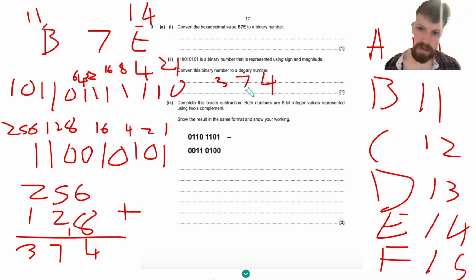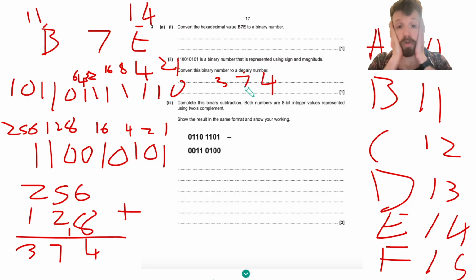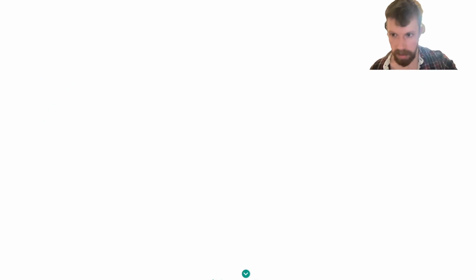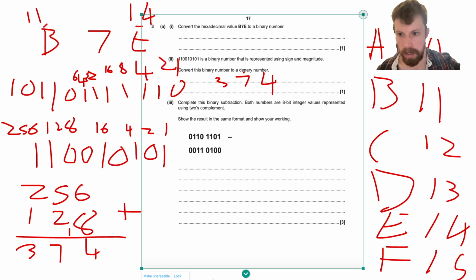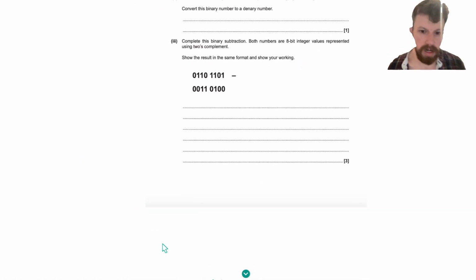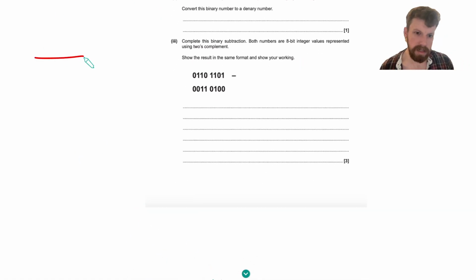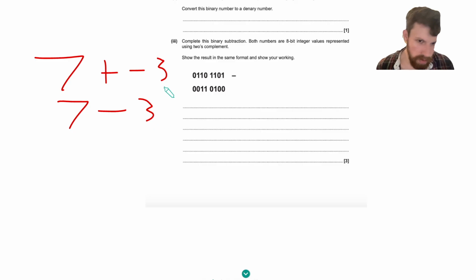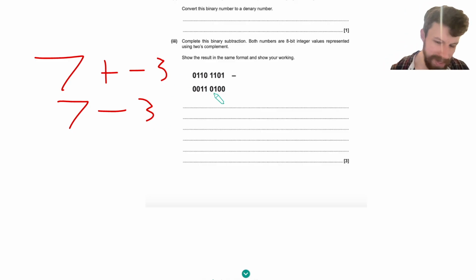Okay. Binary subtraction. Both are 8-bit and represented using 2's complement. Complete the following binary subtraction. I'm actually going to do this on a new page because I want a bit more space. With this one, binary subtraction, we're going to use the rule that 7 plus minus 3 gives me the same answer as 7 minus 3. So we're going to 2's complement the bottom number, and then add it on, and it's going to give me the same answer. So we use that little rule there.